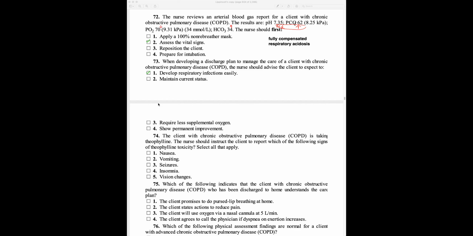And the last question for COPD is going to be question 75. Which of the following indicates that the client with chronic obstructive pulmonary disease who has been discharged to home understands the care plan? What would you choose for question 75 on the NCLEX?